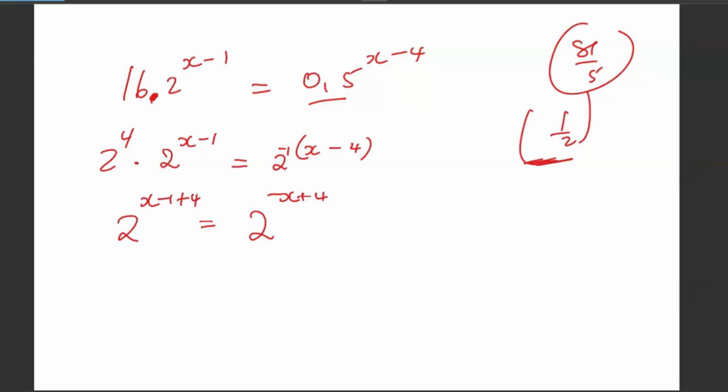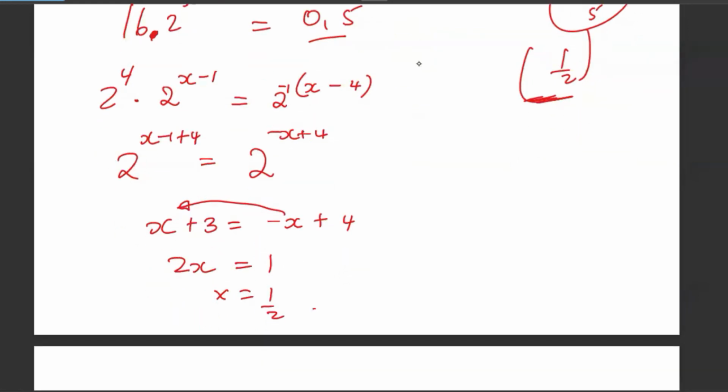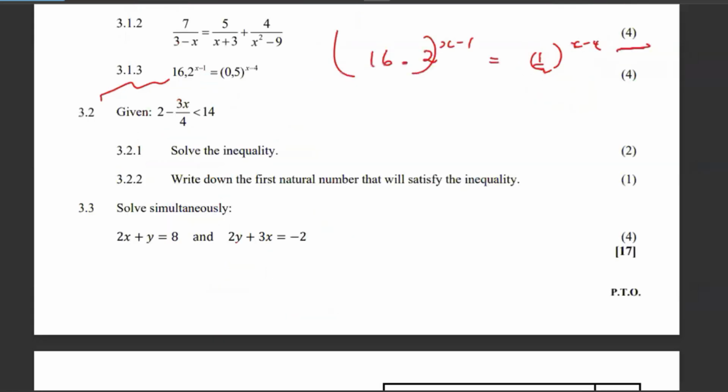Simplifying this, let's drop the bases, no problem. That's going to be x plus 3 is equal to negative x plus 4. Let's move this on that side. We're going to have 2x is equal to 4 minus 3, which is 1, meaning that our x is a half. So this is the answer to that question. Okay.